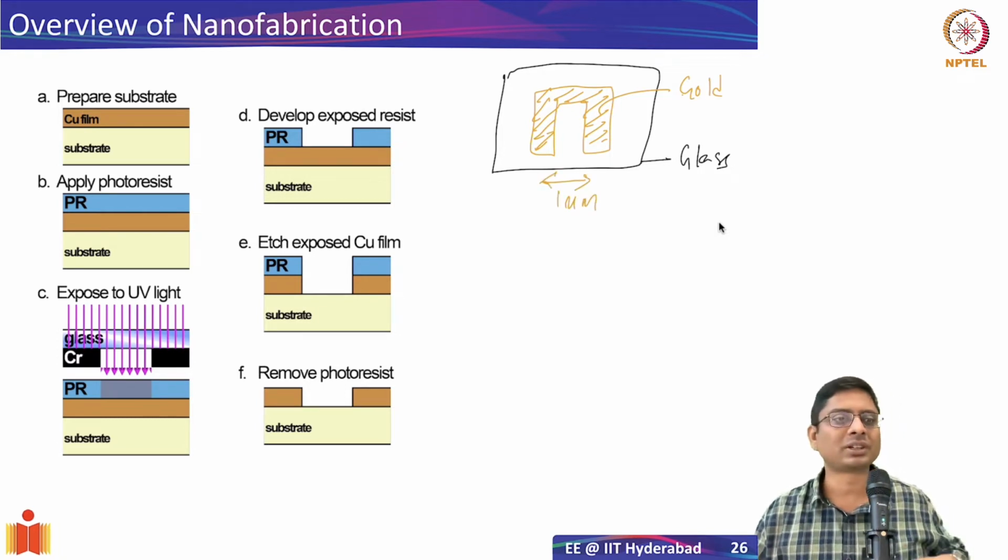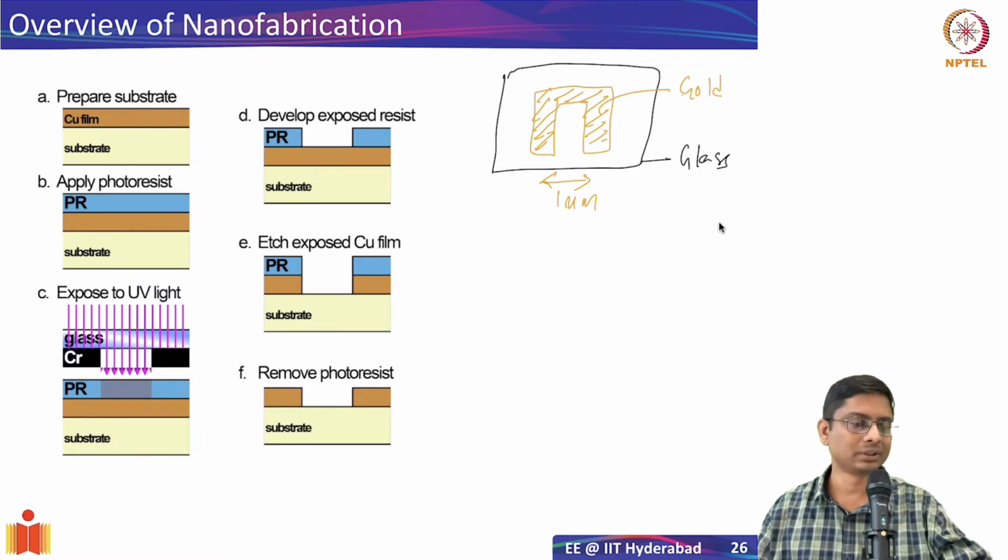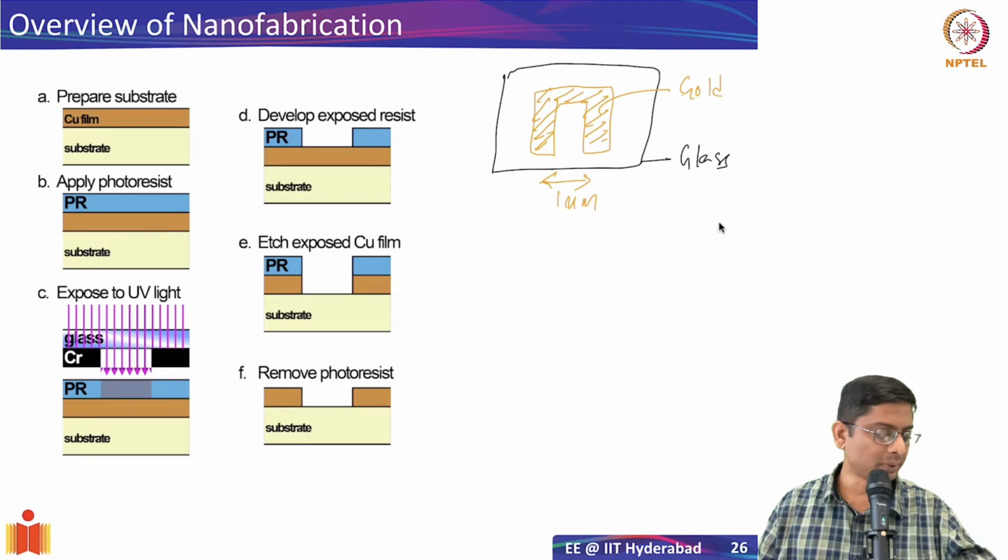So if you have a 1 micron gap, you cannot really use it. So what do we do? How do we improve this? How do we modify the process?